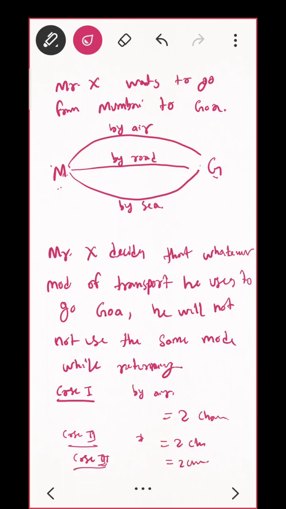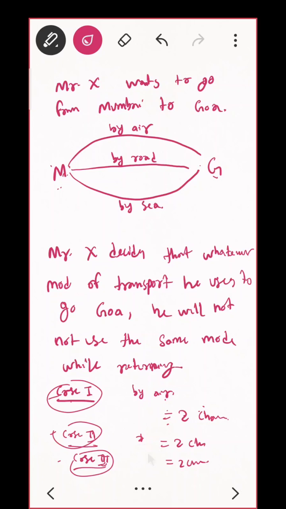Perfect. So whenever there are choices, what do you mean by case? Either this or this or this. He is not going to take all of them together. He is going to choose either this case or this case or this case. In this case also there are two types. If he is going by air, then he has two choices. What are the two choices? He can come by road or by sea. Here, if he is going by road, then he has two choices. What is that? He can come by air or by sea, and like this.